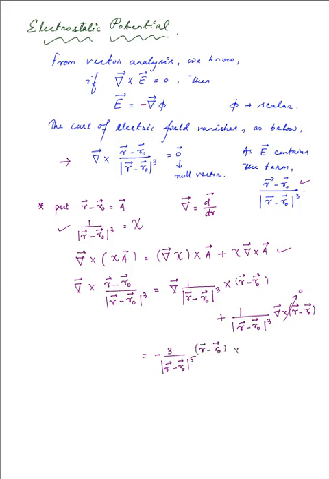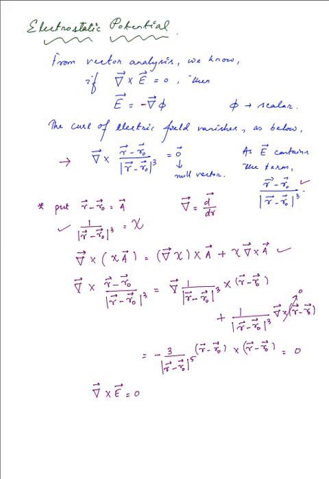and that again, as you can see, has a cross product with r minus r naught. So the cross product of the same terms is also going to go to 0. Eventually what you find is that the curl of E will be 0, as we had predicted earlier.